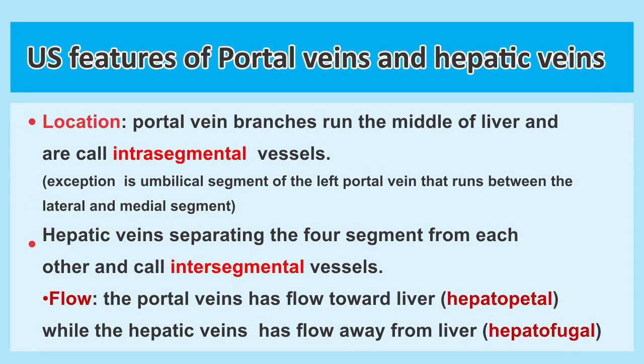The location. Portal vein branches run in the middle of the liver and are called intrasegmental vessels. There is one exception, the umbilical segment of the left portal vein, which runs between the lateral and medial segments. Hepatic veins separating the four segments from each other are called intersegmental vessels.